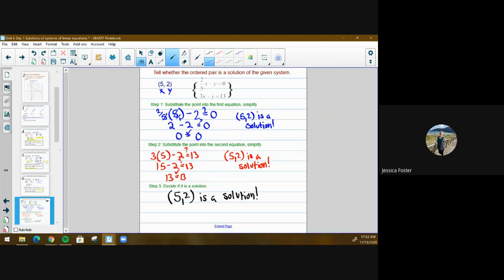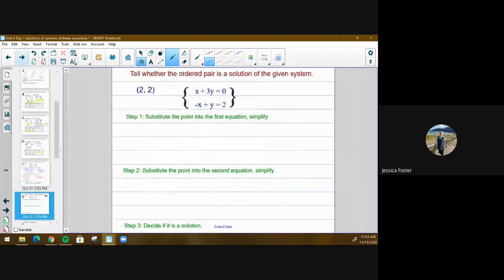Let's take a look at another example. If you want to, go ahead and pause the video and try this one out on your own first. All right. Same idea as in the last example. I'm going to substitute my x value and y value into both equations here. So starting with my first equation, I'm hoping that 2, my x value, plus 3 times 2, my y value, equals 0. Well, let's try this out.